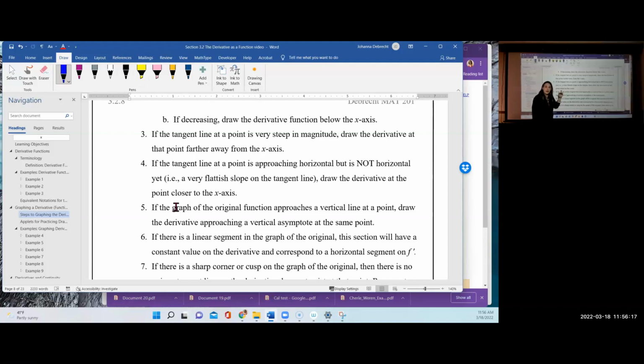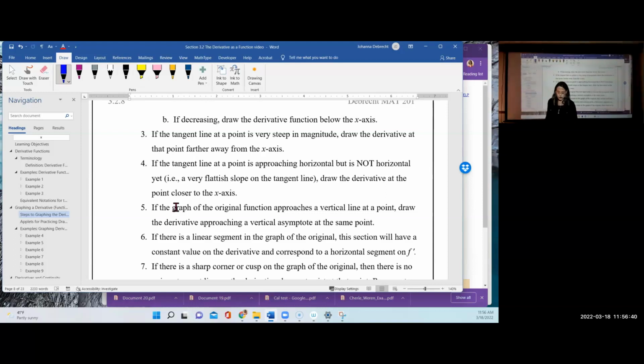It won't be on the x-axis unless the slope is 0. If it has a linear segment where the slope is 2, then we'll have a segment on the graph of the derivative where the y value stays 2. In other words, it'll correspond to a horizontal segment on the graph of the derivative.